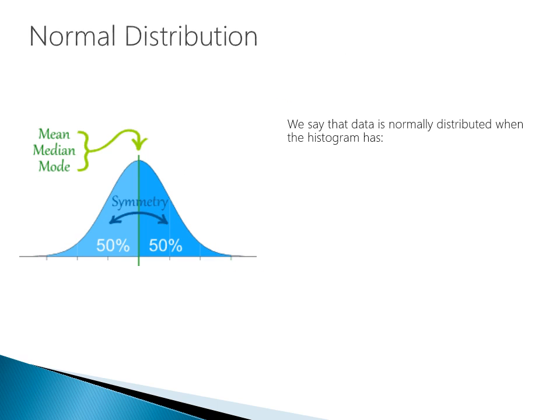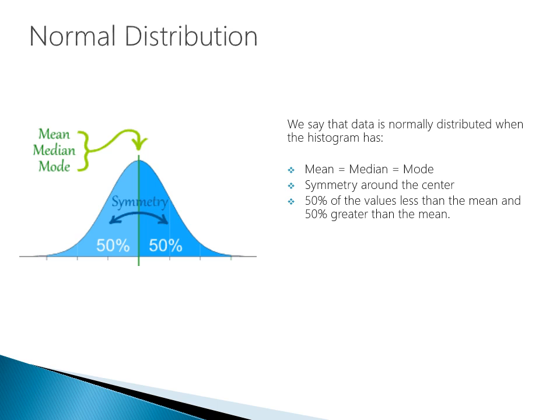We say that data is normally distributed when the histogram has symmetry down the middle. The measures of central tendency, mean, median, and mode, all reside in the middle, and 50% of the observations exist on the left-hand side and 50% exist on the right-hand side. So the mean, median, and mode have to be equal. We have symmetry, and the values are spread.